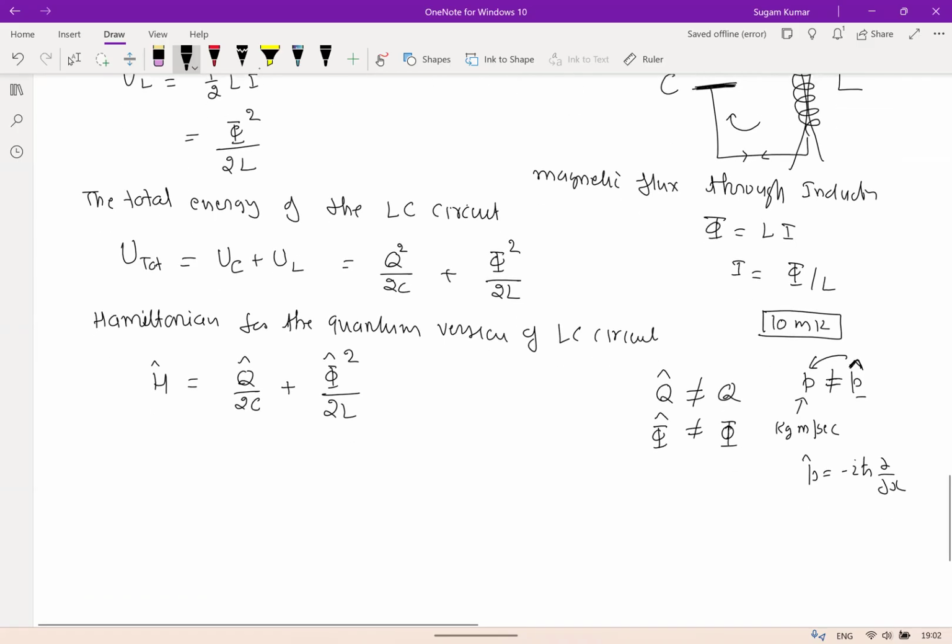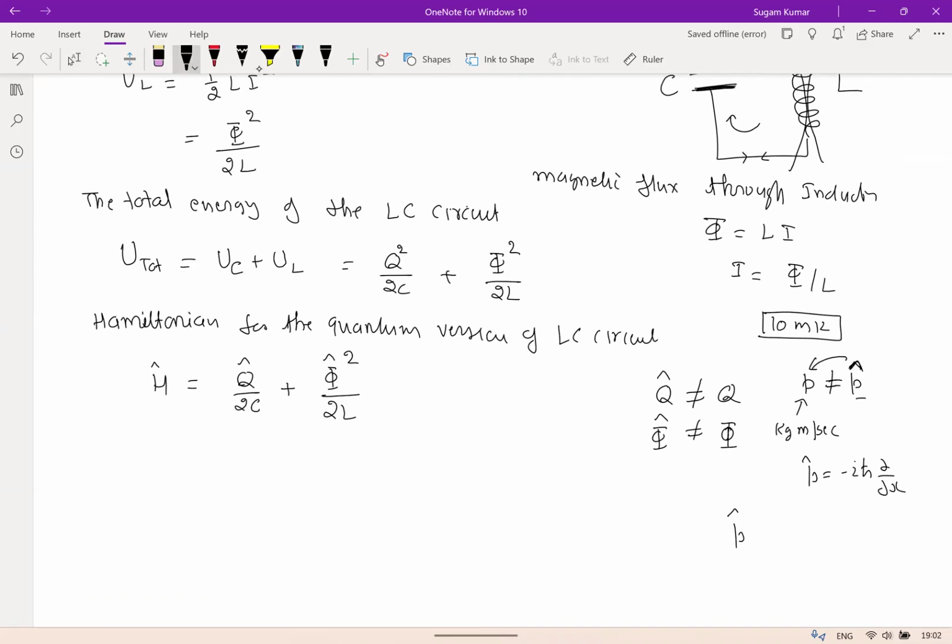This P cap is a symbol of the operator. But when you operate this operator on a state, and this state, let us say, is an eigenstate of the quantum operator P, then it is going to give you the momentum value. So this is the physical momentum value. Just keep in mind that this Q hat and phi hat are not the charge or the flux. They are the corresponding quantum operators.